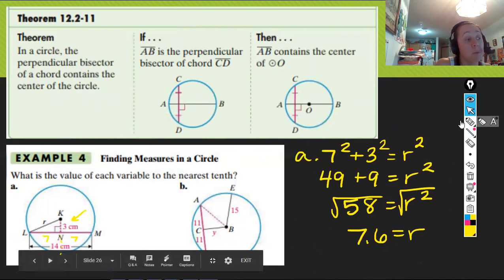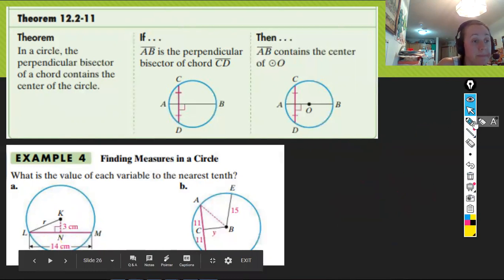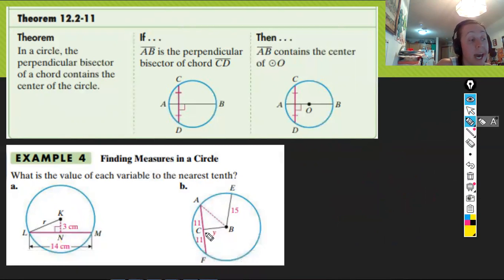Okay, the other one, we know we have a radius here. We got to try and make that triangle. Okay, so it looks like it cuts the chord in half because both sides are 11. So we assume it makes a right triangle because that means it's a perpendicular bisector according to those theorems. And if this is 15, then this is also 15 because it goes from the center to the side of the circle.